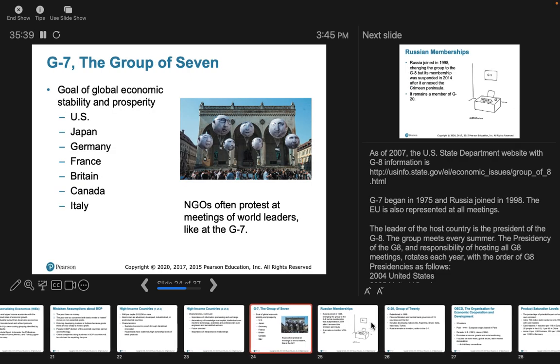Now we're going to look at the G7, the Group of 7. You've heard about the G7, right? The G7's goal is global economic stability and prosperity. The countries in the G7 are the US, Japan, Germany, France, Britain, Canada, and Italy.